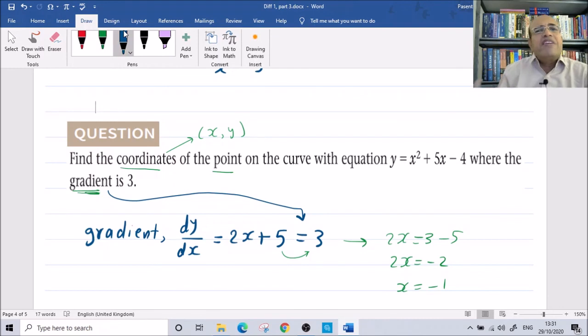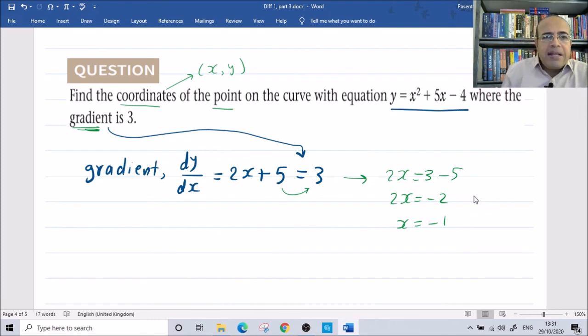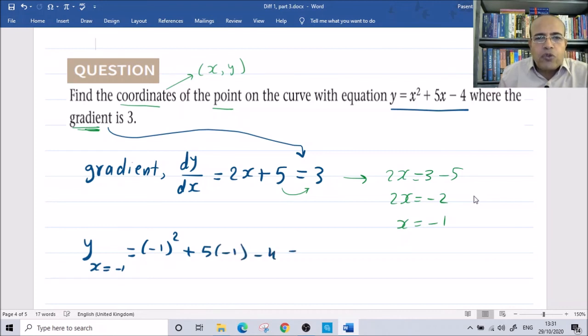He said coordinates, so we need to get the value of y. How to get the value of y? We go to the equation of the curve and replace x by -1 in the equation of the curve. So -1 squared plus 5 multiply -1 minus 4. We use the calculator to get the answer. The answer by using the calculator is -8.